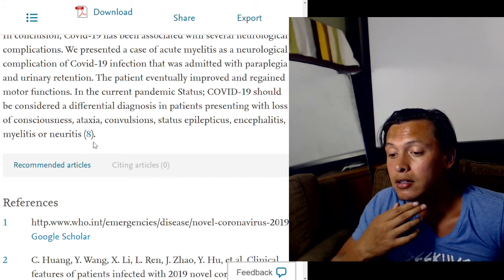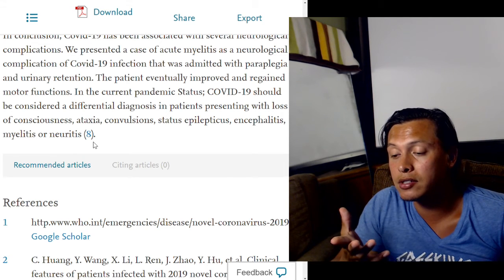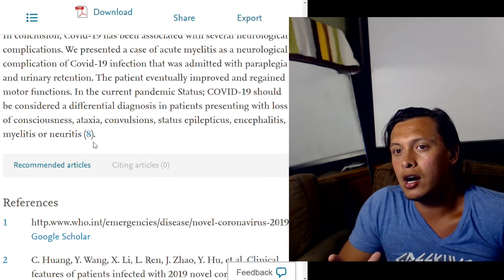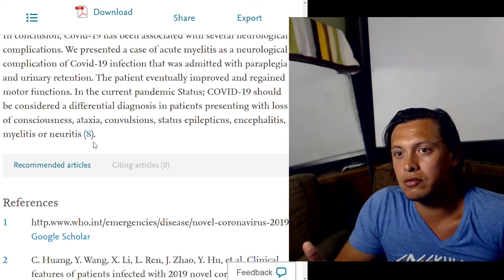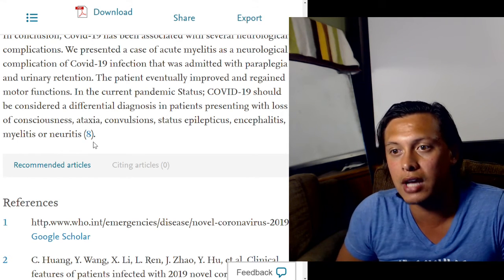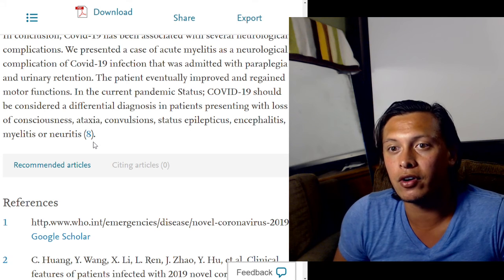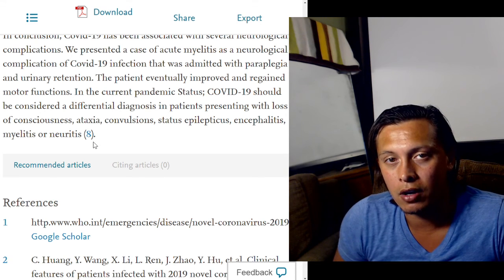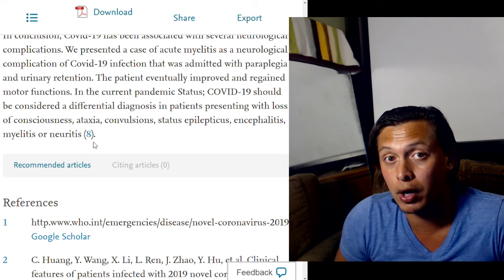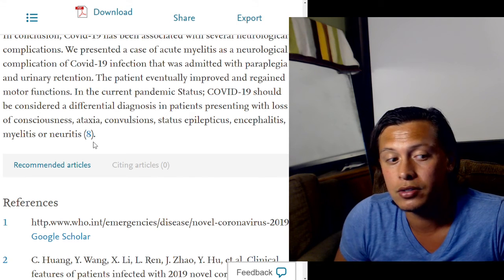But at least with this, there should be good medications to help alleviate a lot of the symptoms. And this guy survived, right? So this guy recovered. So whatever problem arose from this is probably not too permanent.